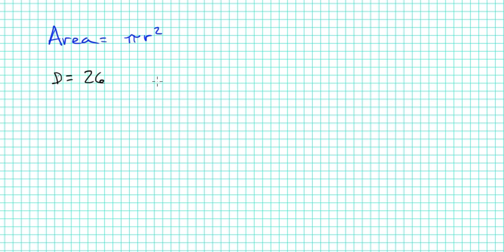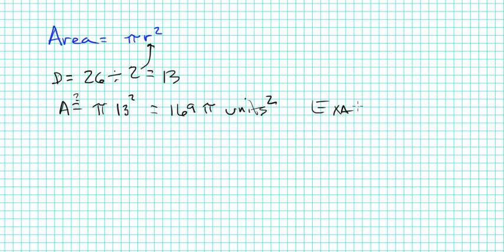So let's suppose I have a diameter equals 26. So what is the area? Well, first of all, I'm going to give you an exact answer. I have to divide this by 2 in order to find my radius, because I need my radius for this formula. So that's 13. So area equals pi times 13 squared. And that equals, 13 squared is 169 times pi. Now, this is units squared. This is the exact answer, because you see I have pi in here. So exact answer in terms of pi.